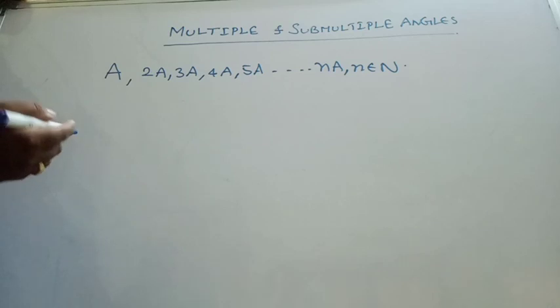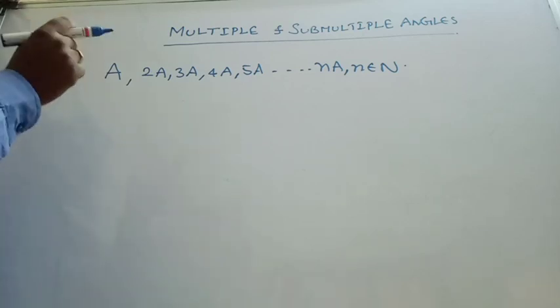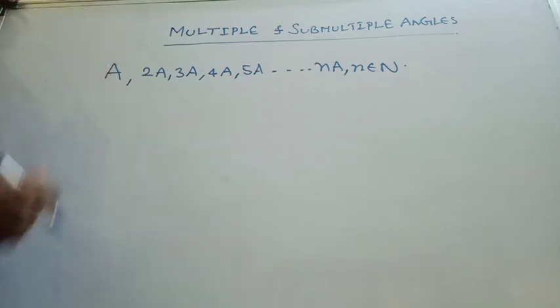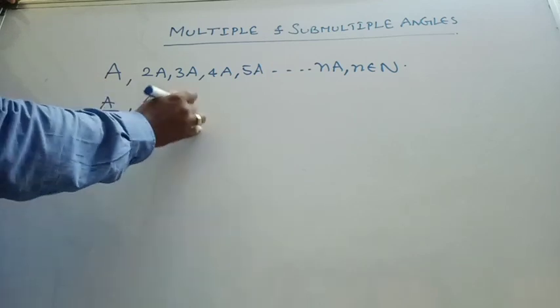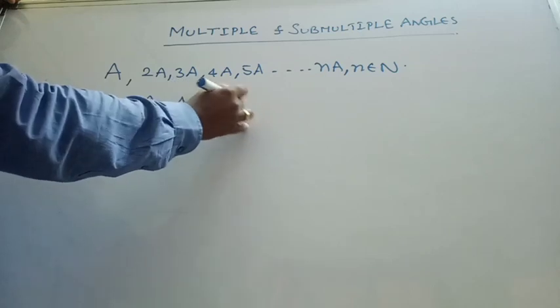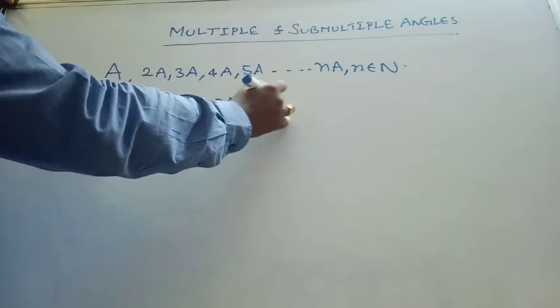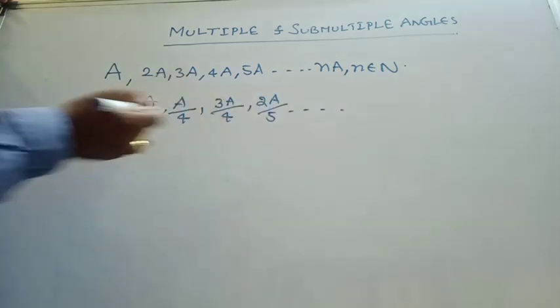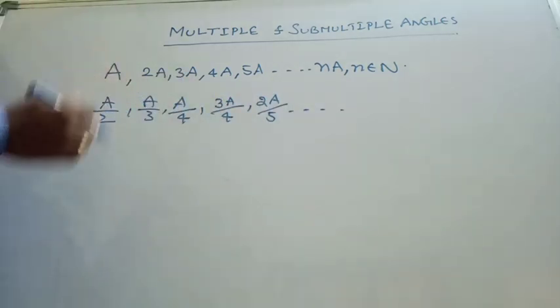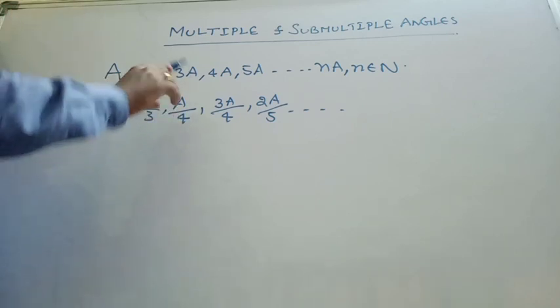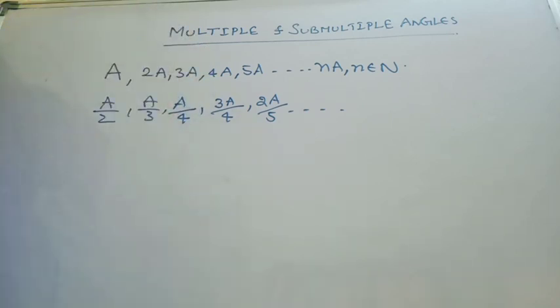Now we also have submultiple angles. Submultiple angles means a sub part of an angle. That means A by 2, A by 3, A by 4, 3A by 4, 2A by 5. These are all submultiple angles, my dear students. Submultiple angles means a sub part of it; within that angle, we take some part of it. These are the submultiple angles we have.